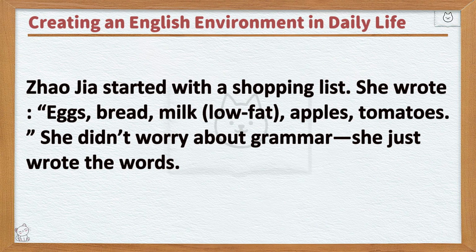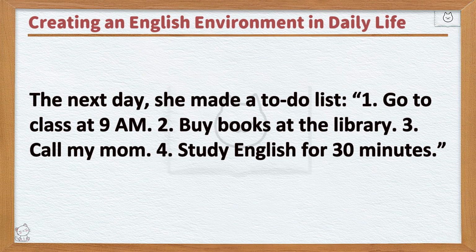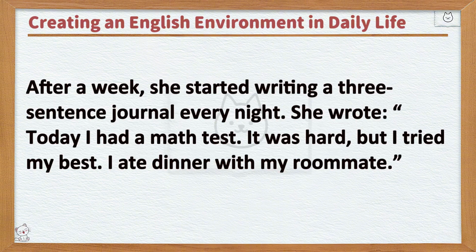Zhao Jia started with a shopping list. She wrote eggs, bread, milk, low fat, apples, tomatoes. She didn't worry about grammar. She just wrote the words. The next day, she made a to-do list. 1. Go to class at 9 a.m. 2. Buy books at the library. 3. Call my mom. 4. Study English for 30 minutes. After a week, she started writing a 3-sentence journal every night.